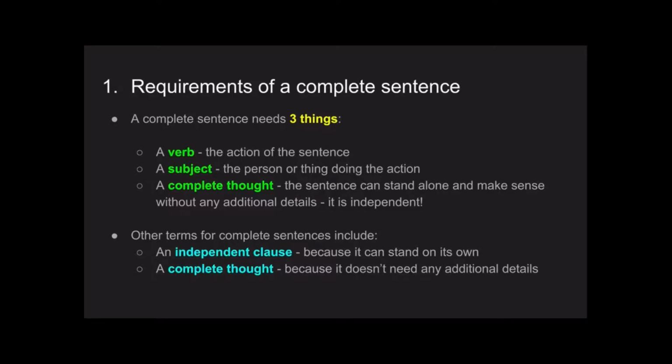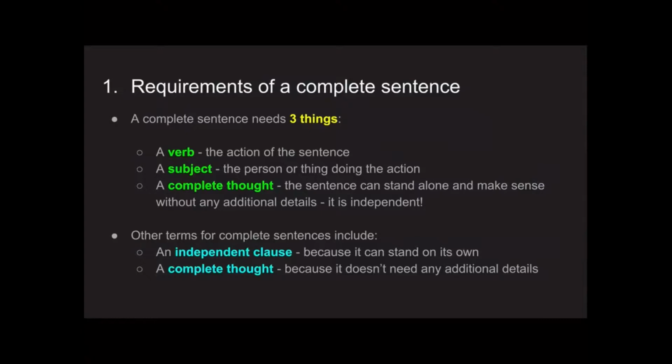And then lastly, in order to be a complete sentence, you not only need a subject and a verb, but that sentence needs to form a complete thought that can stand alone and make sense without any additional details. So it's got to be independent. You can't add any more things to it. Well, you can, but you don't need to. So that complete sentence needs to make sense and have a complete thought.